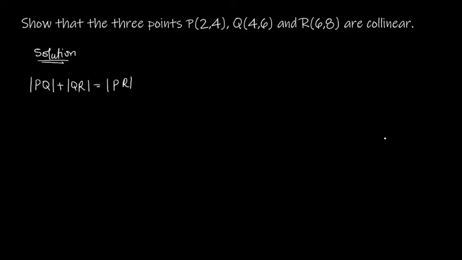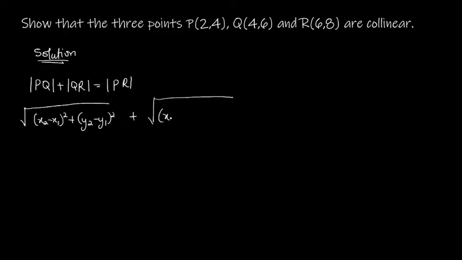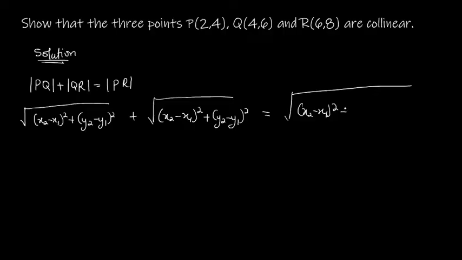Alright, so I'm going to do this straightforward. So the distance PQ will be equal to the root of (x2 minus x1) squared plus (y2 minus y1) squared, then plus the root of the same thing, (x2 minus x1) squared plus (y2 minus y1) squared, to be equal to the root of (x2 minus x1) squared plus (y2 minus y1) squared. Now when you're doing this, be very careful not to confuse the coordinates of your points.